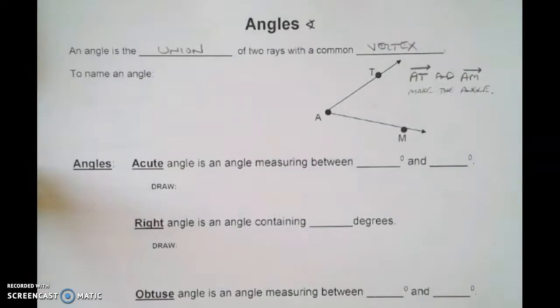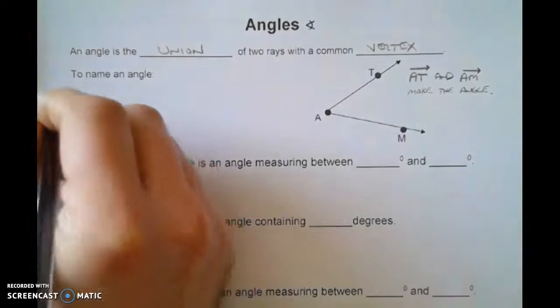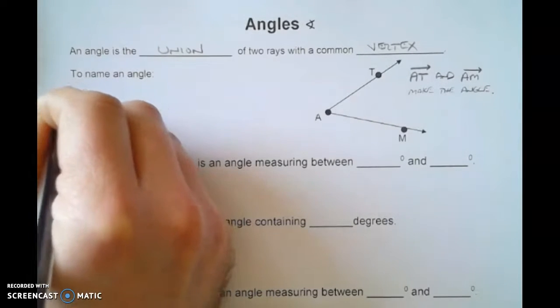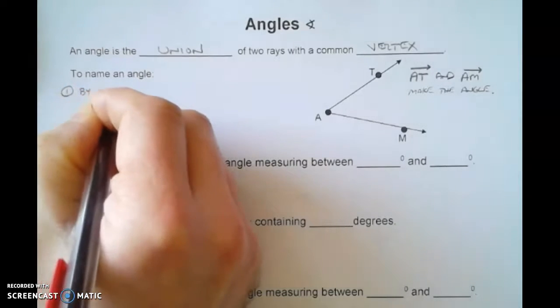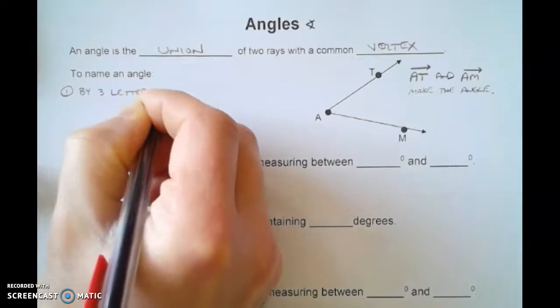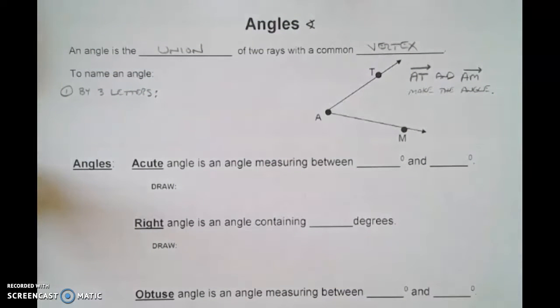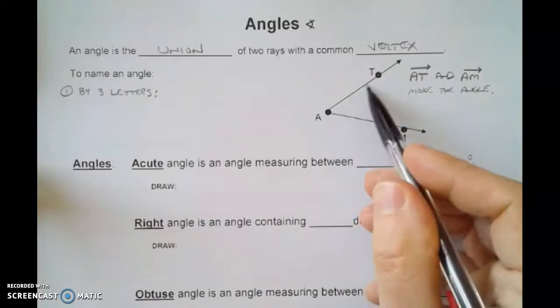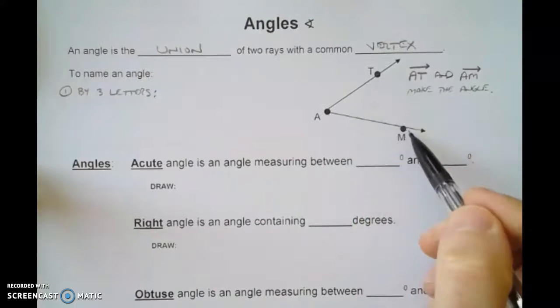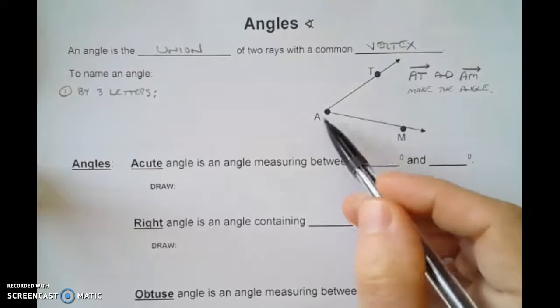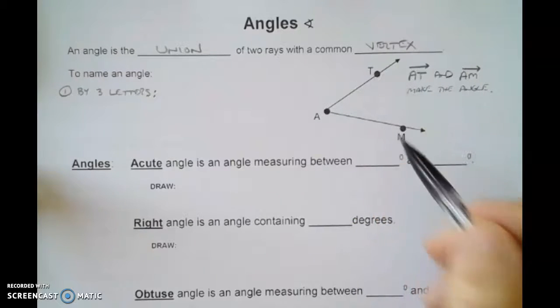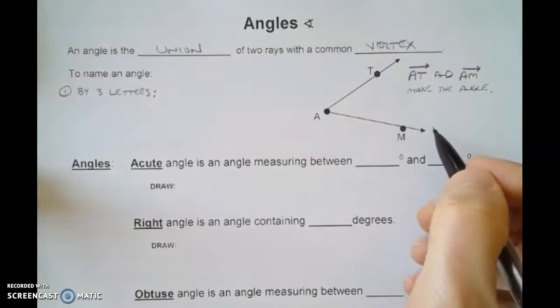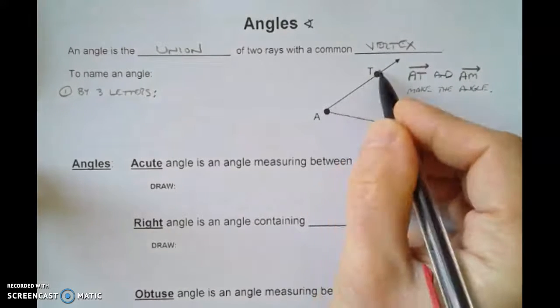Now, to name an angle, we can do this in a few different ways. The first way that we're going to name the angle is by using three letters. When you use the three letters, you have to stay on the angle the entire time. For example, if I tried to call the angle ATM, ATM, I've fallen off the angle if I try to name it like that. Or if I try angle AMT, again, I'm not staying on the angle the entire time. But if I call it angle MAT, that's going to work.